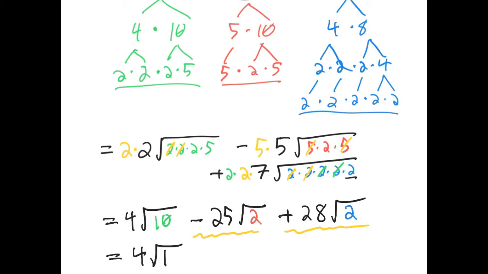So 4 root of 10 cannot be combined or simplified, but the two expressions I've underlined in yellow can. To do this, we're just going to add or subtract the coefficients in front of our radical expression. So 28 minus 25 gives us 3. So 4 root of 10 plus 3 root of 2 is the final fully simplified expression.